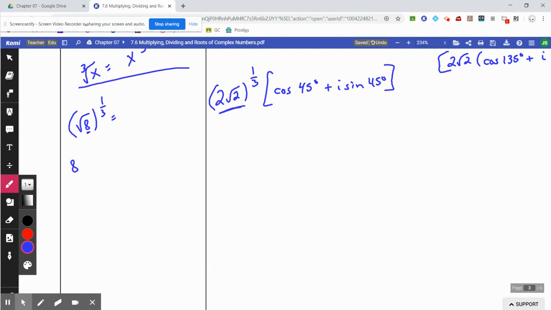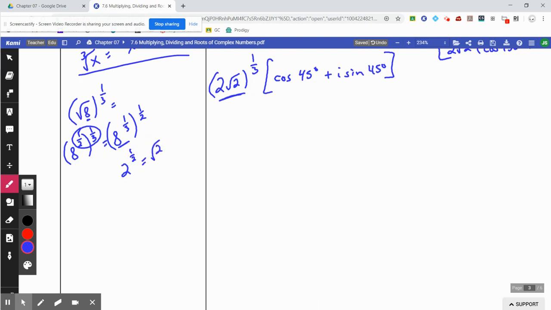So let's write both of these as exponential powers. That's 8 to the 1/2 to the 1/3 is what I'm doing. Flip-flop those. And that's legal because this is a power to a power. 8 to the 1/2 to the 1/3 is the same thing as 8 to the 1/3 to the 1/2. So look at that. The cube root of 8, 8 to the 1/3, is actually 2. So this is now 2 to the 1/2, which is the square root of 2. And then you have cosine 45 plus i sine 45.